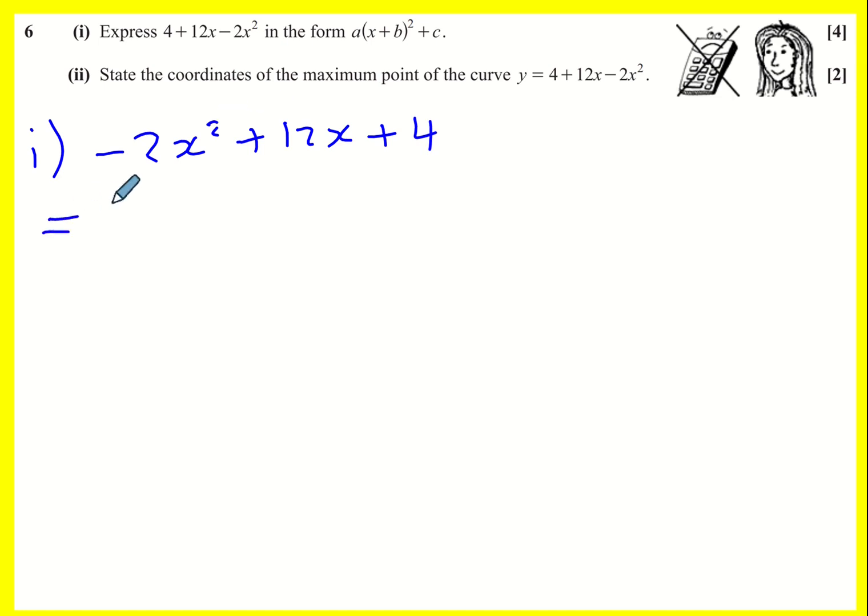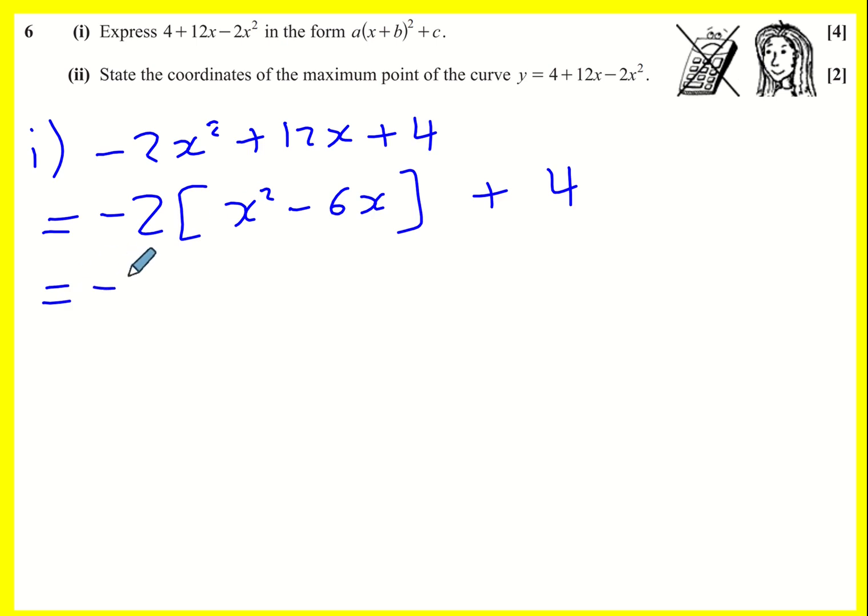And now I'm going to take out a factor of -2. I'm going to put a square bracket here. So I'm going to get x squared minus 6x. And don't worry about the 4, just plus the 4. To deal with this now, we complete the square on x squared minus 6x. So that's going to give me x minus 3 squared minus 3 squared.